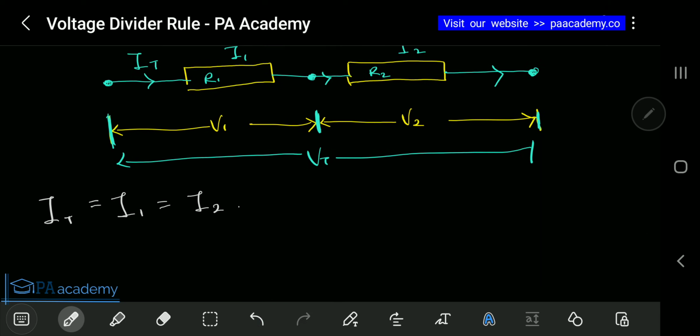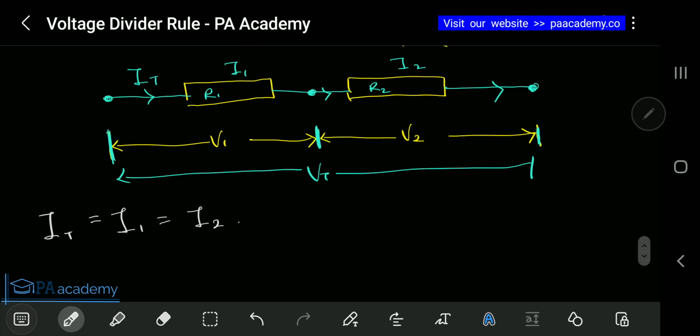However, the voltages are different. The voltage through the R1 resistor is indicated as V1, and the voltage through the second one is V2. They are not always the same value. So the question is, how do we know the value of V1 and the value of V2? That's where the idea of the voltage divider rule comes in.